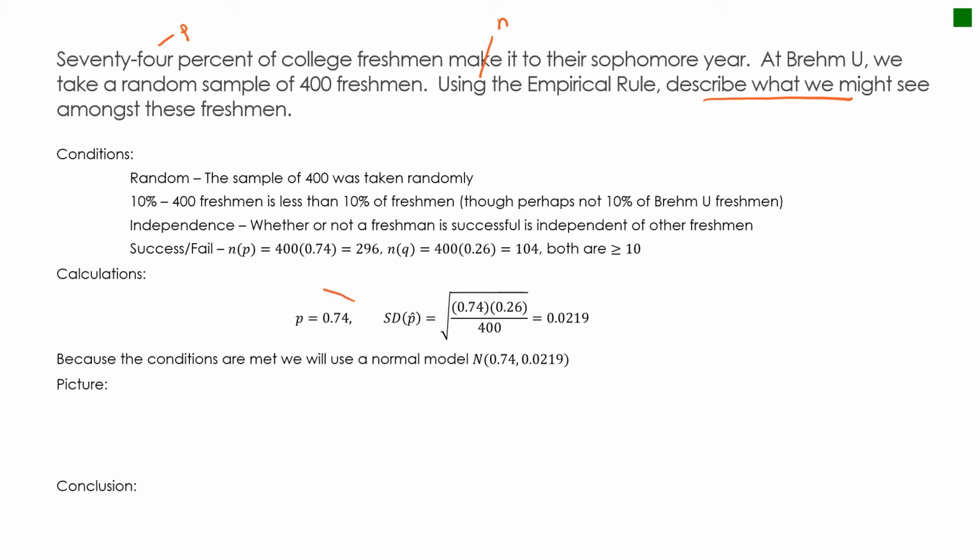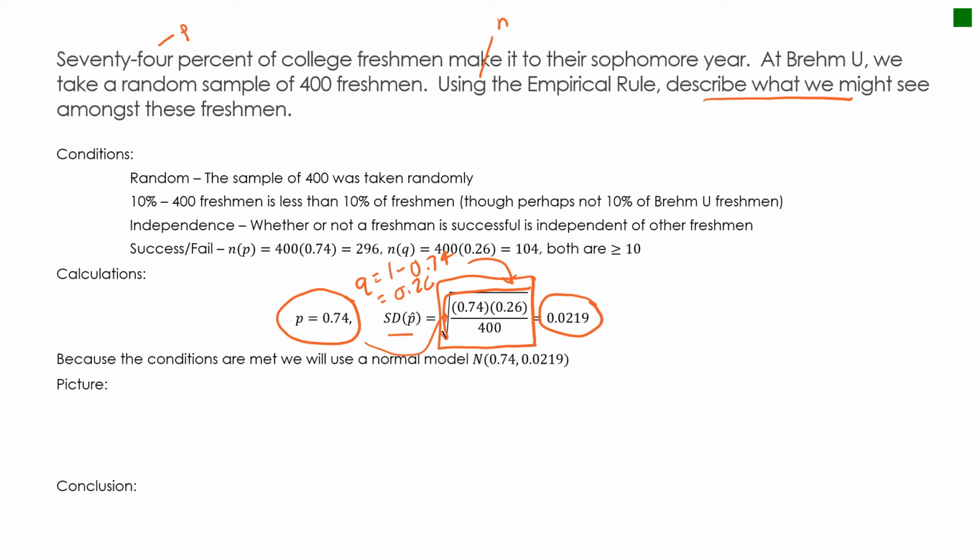Calculations: 74% given to me. Standard deviation, I have to compute the square root of PQ over N. Remember, Q is not a secret, it's just 1 minus P. 1 minus 0.74, which is 0.26. That's where I got these numbers. So PQ over N, and then the square root. Don't forget the square root. That gives me a standard deviation of 0.0219.